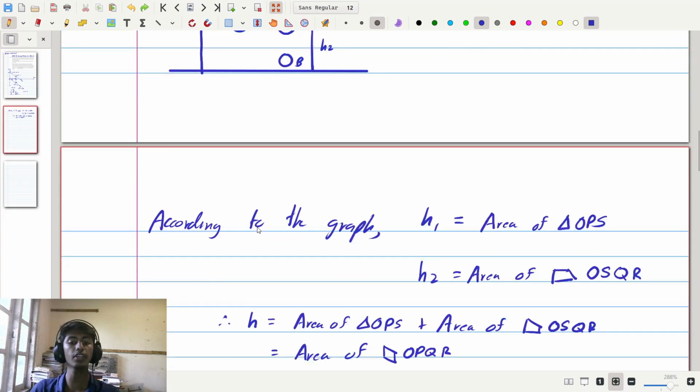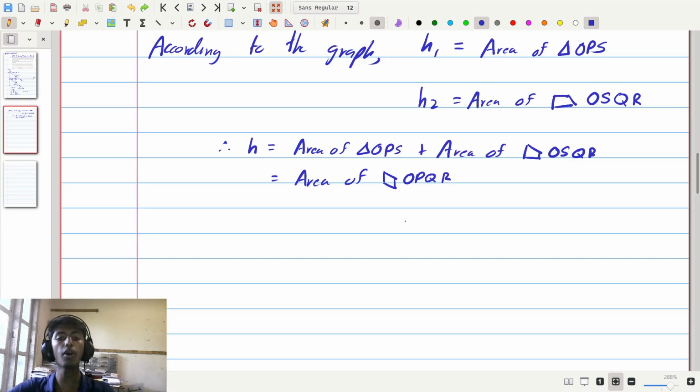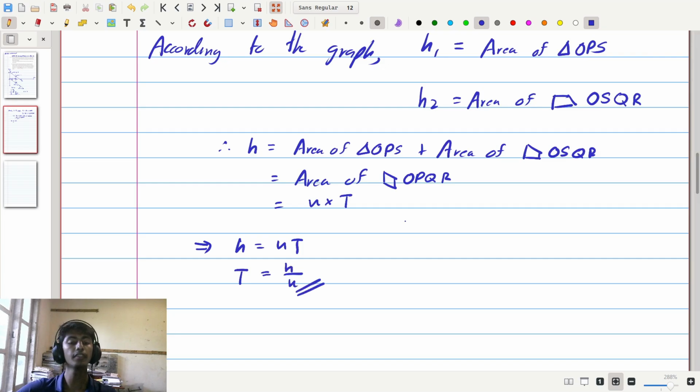According to that, we can say the area of this parallelogram OPQR is equal to U times capital T. So therefore we can see H must be equal to UT, and rearranging we can see T must be equal to H over U. And this right here is the result we wanted to show.